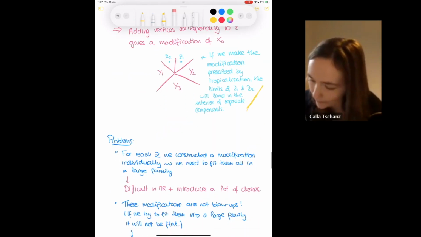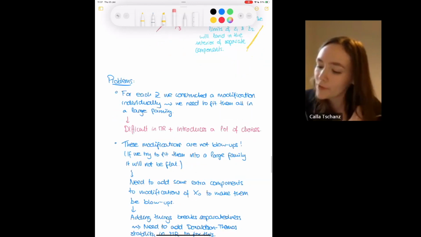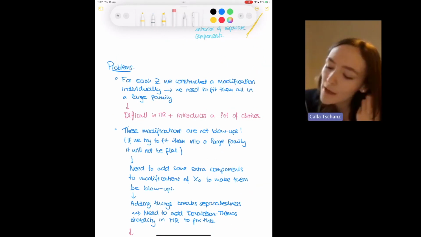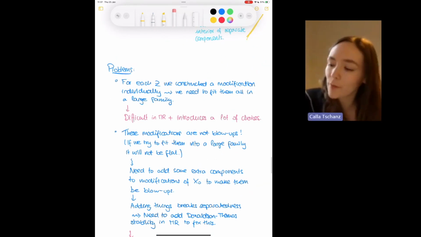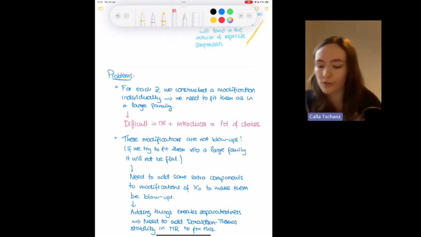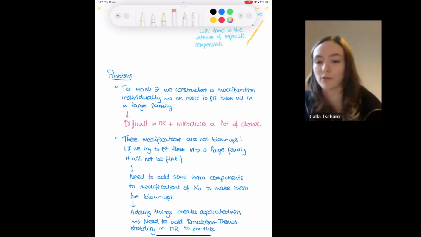However, we have some problems with this. So the first problem, I'll go a little bit more quickly through this. The first problem that we have is basically, okay, so this is a nice solution. For each z, we've constructed some modification, but that's kind of also the problem. For each separate z, I've constructed a separate modification, and I have no idea how these modifications all fit together.